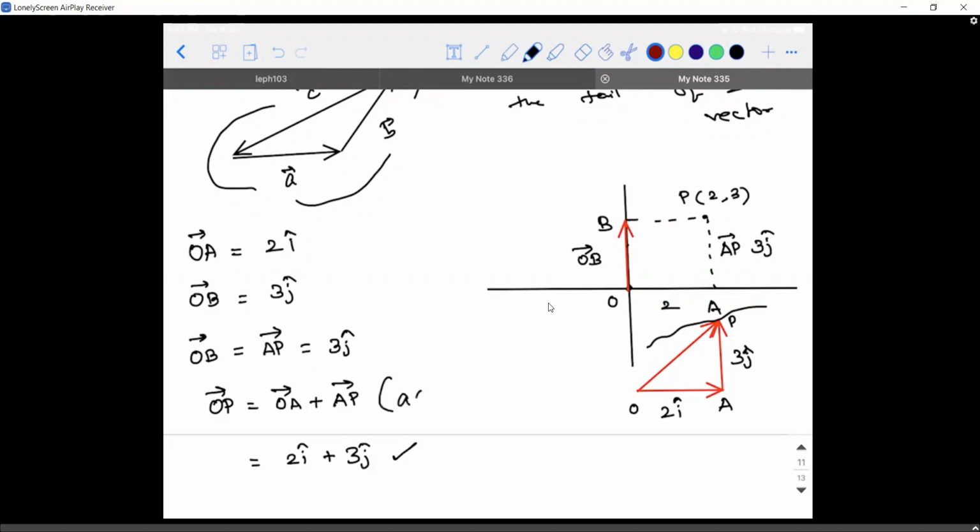This is according to the triangle law of addition, TLA. Don't write in the exam as TLA, okay? This is for your understanding. In the exam, you should write it as triangle of addition only. Clear, guys?